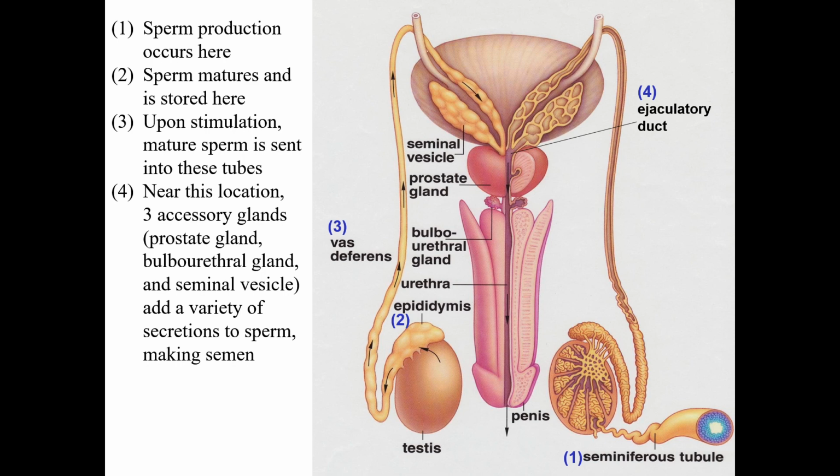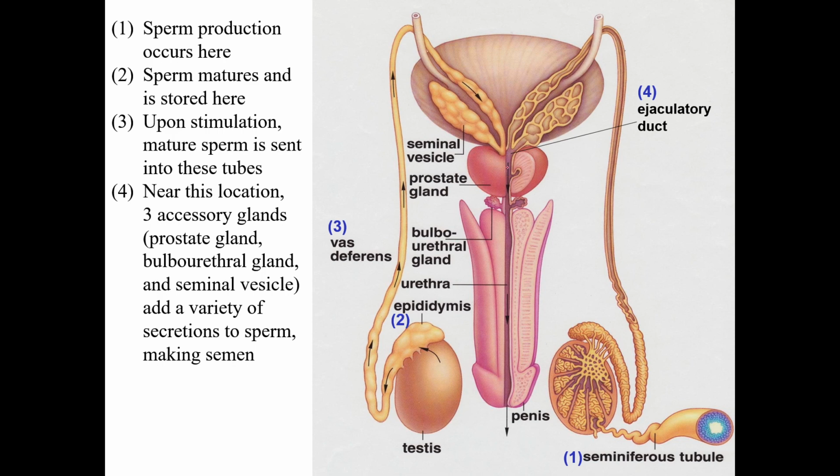Those 3 glands are all going to add different secretions, proteins, sugars, a slightly basic fluid to help neutralize the acidity of the vagina. And adding all these different fluids are going to support that sperm. So the sugar, for example, will be used by the mitochondria in the sperm to power its swimming and all the metabolic stuff that goes on inside that sperm.